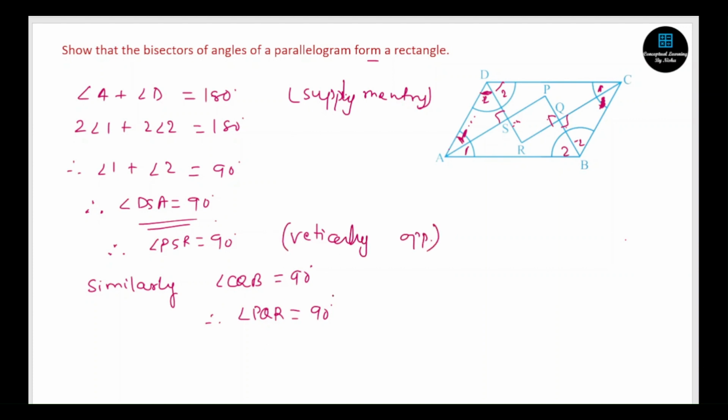So we can write similarly, and now these two opposite angles of a quadrilateral are equal. So PQRS is a parallelogram, and they are 90 degrees, so it is a rectangle. So I'll write this: therefore, quadrilateral PQRS is a parallelogram and it is a rectangle.